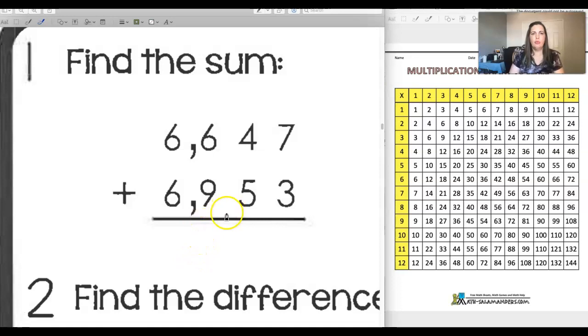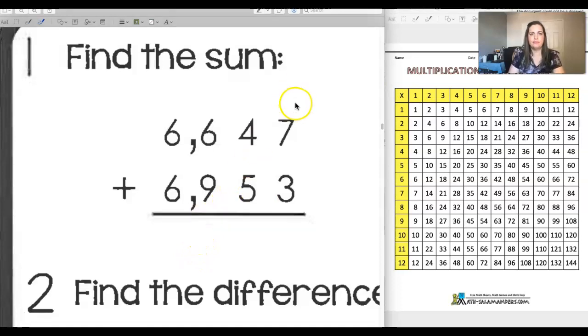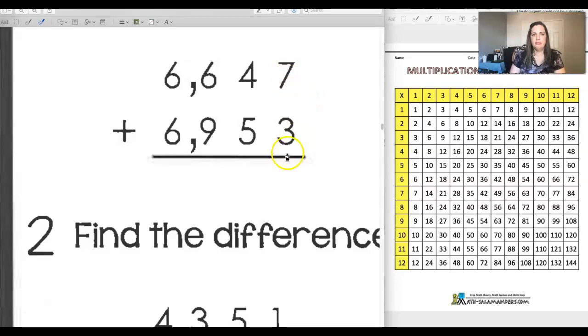Let's get started. Number 1, find the sum. 7 plus 3 equals 10. I'm going to bundle those 10 and move it to the tens place. 1 plus 4 equals 5. 5 plus 5 equals 10. Same thing, bundle them and move them over to the next place value. 1 plus 6 is 7. 7 plus 9 equals 16. Write down your 6, bundle the next 10 over to the thousands. 1 plus 6 is 7. 7 plus 6 equals 13.